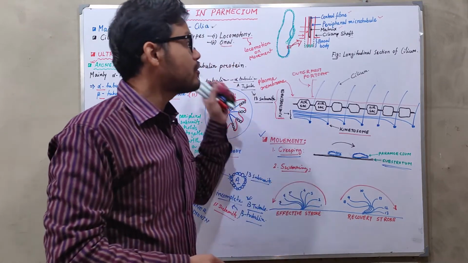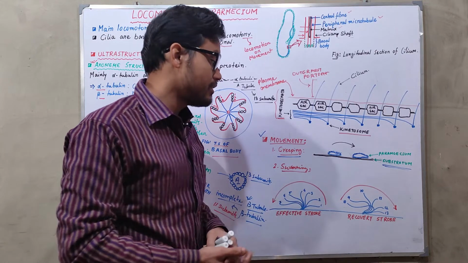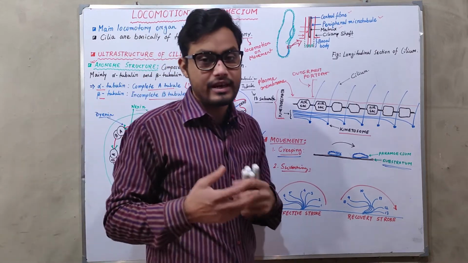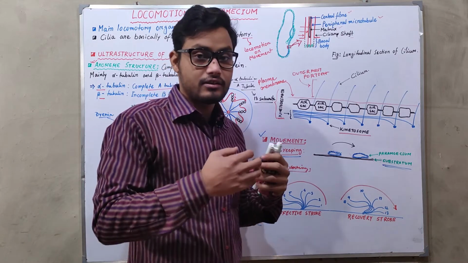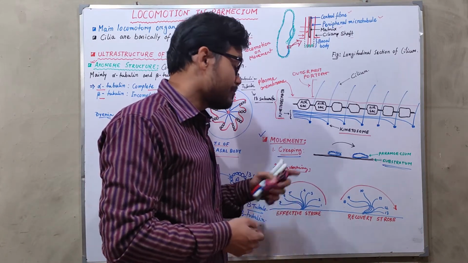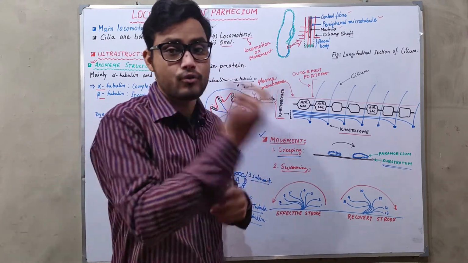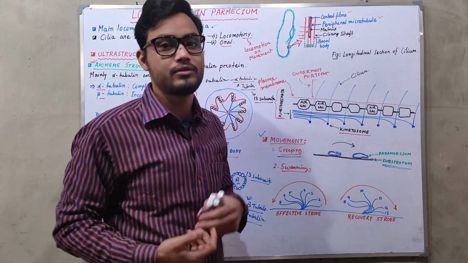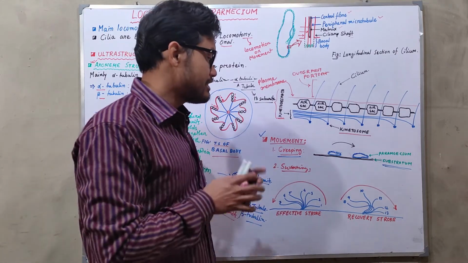So this is all about the ultrastructure of cilium and the movement, that is the creeping and swimming. In creeping, cilia basically crawl, and Paramecium just crawls on a substratum, but in case of swimming, they produce an effective stroke and recovery stroke, by which they create a force on water, and water creates the opposite force on Paramecium. That's why Paramecium gets moved. So this is the locomotion of Paramecium.